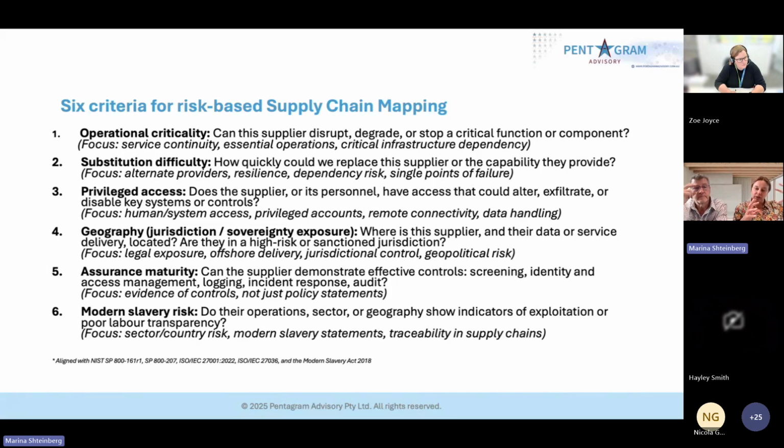When you identified your major suppliers, the question is how to categorize them. Are they all the same, or do they have a different weight attached to them? This is where we came up on the best practice with 6 criteria for risk-based supply chain mapping, which is operational criticality. Can this supplier disrupt, degrade, or stop a critical function or component? Substitution difficulty. How quickly could we replace this supplier?